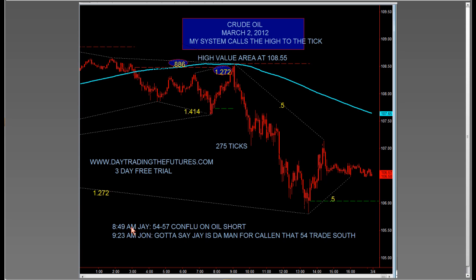So coming into the trading day at 8:49, as the market was progressing higher, I said 54, 57 confluence short. Obviously, it hit right into the zone. The high was 55, within 3 ticks, and it falls 275 ticks.